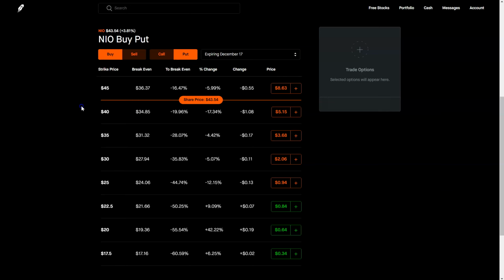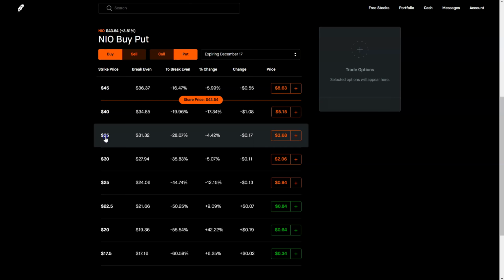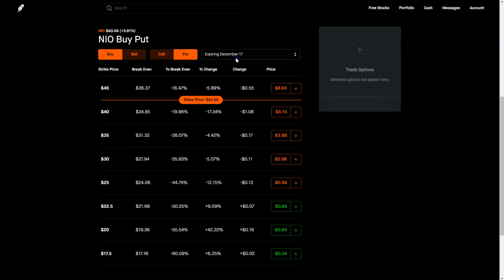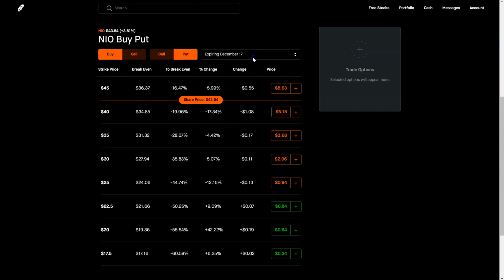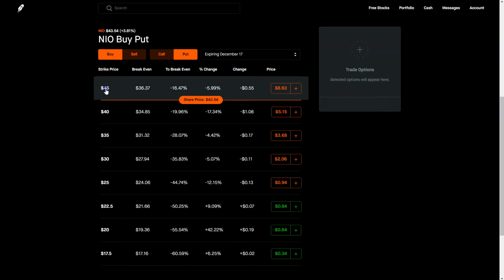There's what's called the strike price, which is displayed over here, and then there is the expiration date on the contract. So essentially the way this works is, let's say that I buy a put for $45 strike price, and let's say that it expires on December 17th of 2021. What that means is I am buying the right to sell 100 shares of this stock for $45 on or before December 17th.